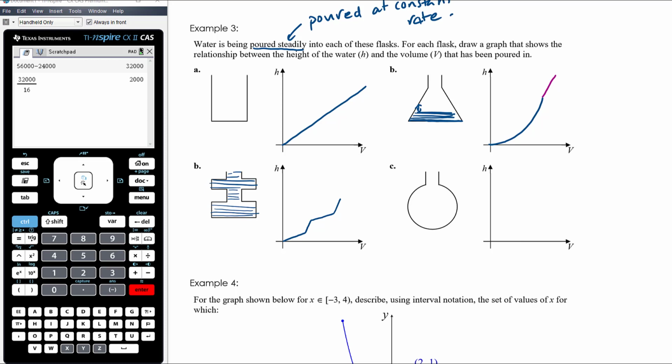Again, the precise gradients of those lines can be different. You might have drawn it a bit steeper first and then more steep. That's fine, as long as you have the same kind of pattern.